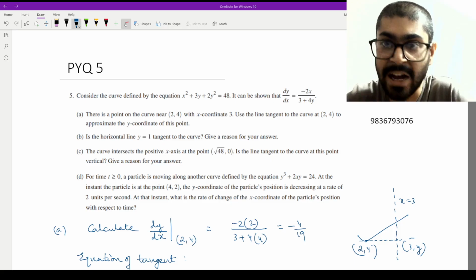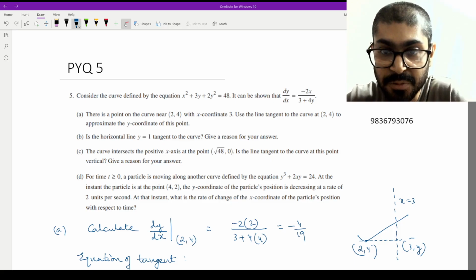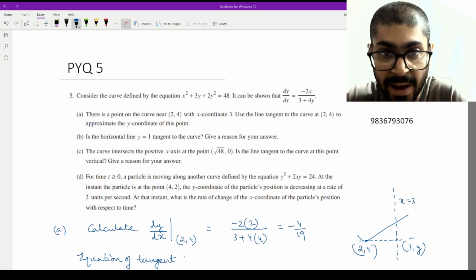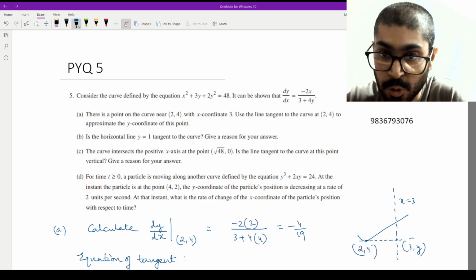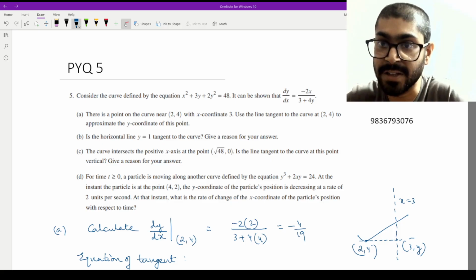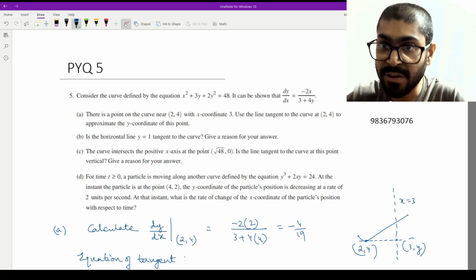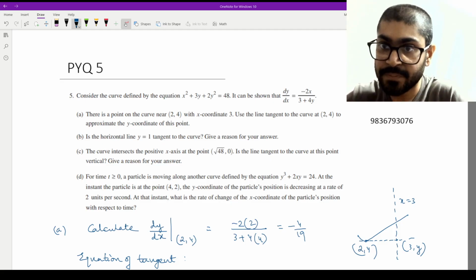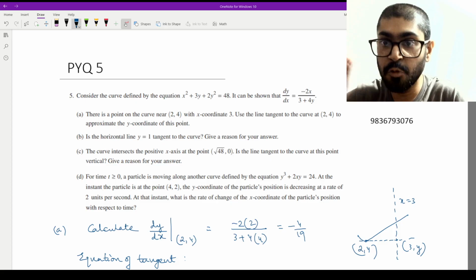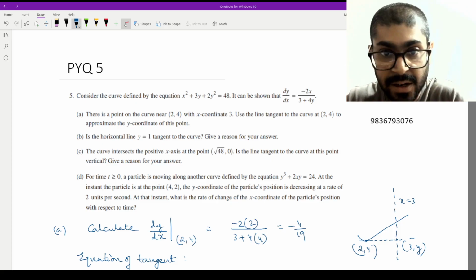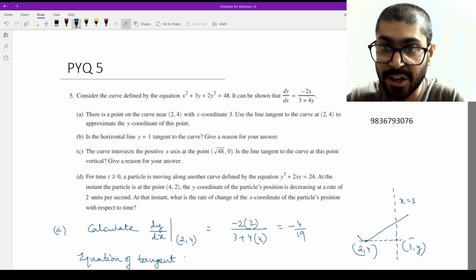It says for time t greater than 0, a particle is moving along another curve defined by some equation. At the instant the particle is at (4, 2), the y coordinate of the particle's position is decreasing at the rate of 2 units per second. So the rate of change of any variable is its derivative, right? That means dy/dt is given. The rate of change of y with respect to time, that is dy/dt, is given to be minus 2. At that instant, what is the rate of change of the x coordinate? So we have to find dx/dt.